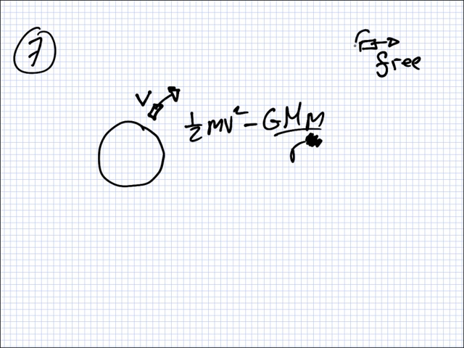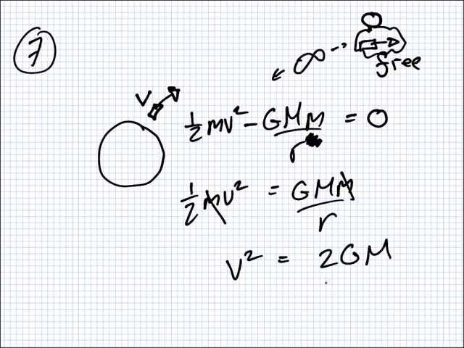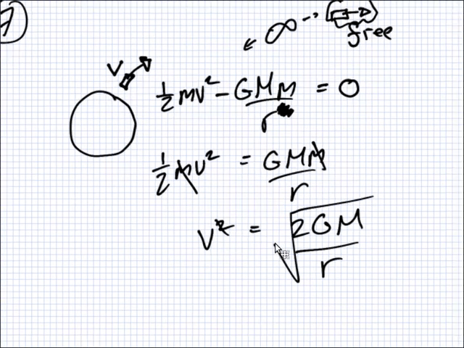Just imagine it's not really moving. It's just sitting out here a far distance away, not moving. It's free from the Earth. So it has no kinetic and no potential. In other words, it has no energy here. So the energy at the beginning needs to equal 0 to be free. That means a half mv squared equals GMm over r. Cancel, cancel. v squared equals 2GM over r. So v is the square root of that.